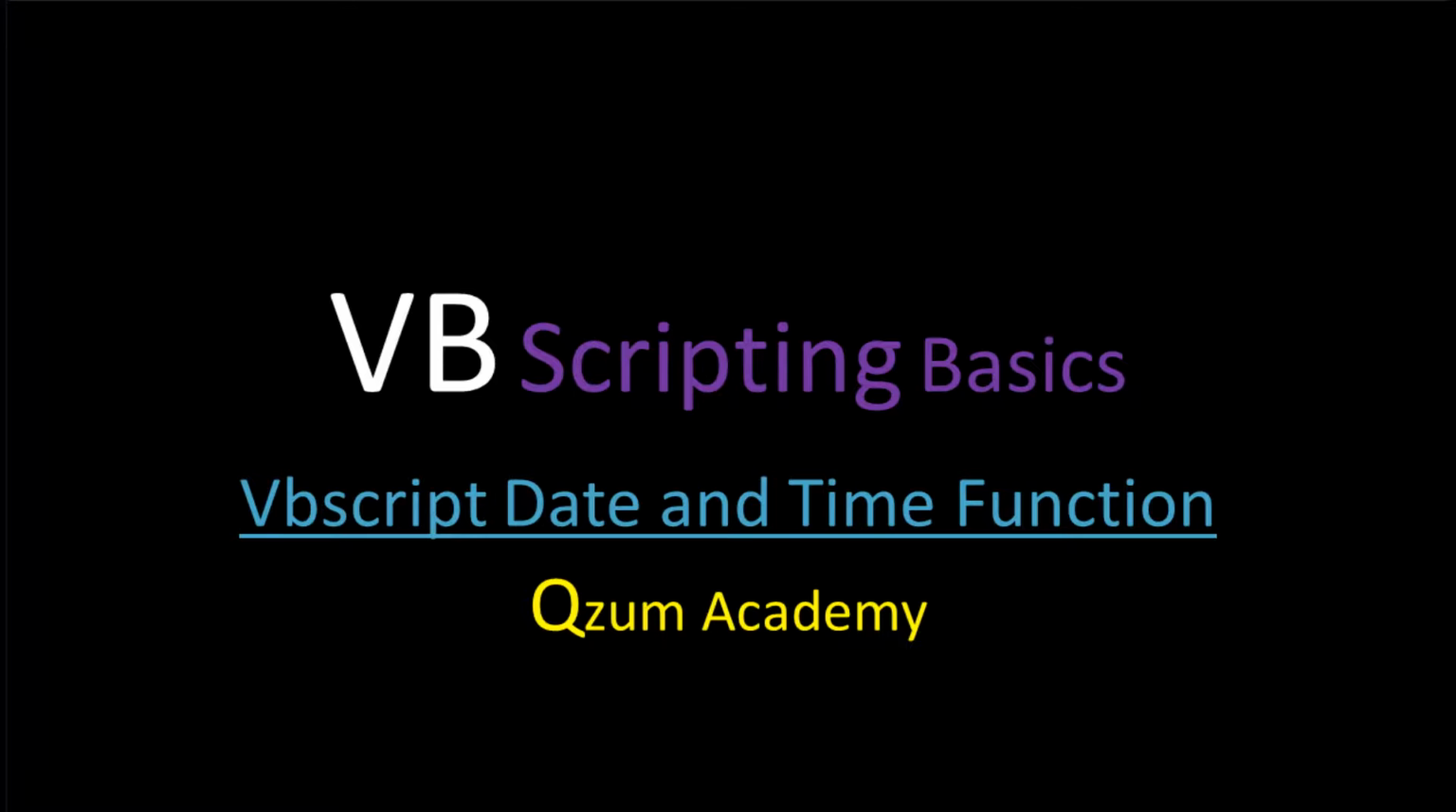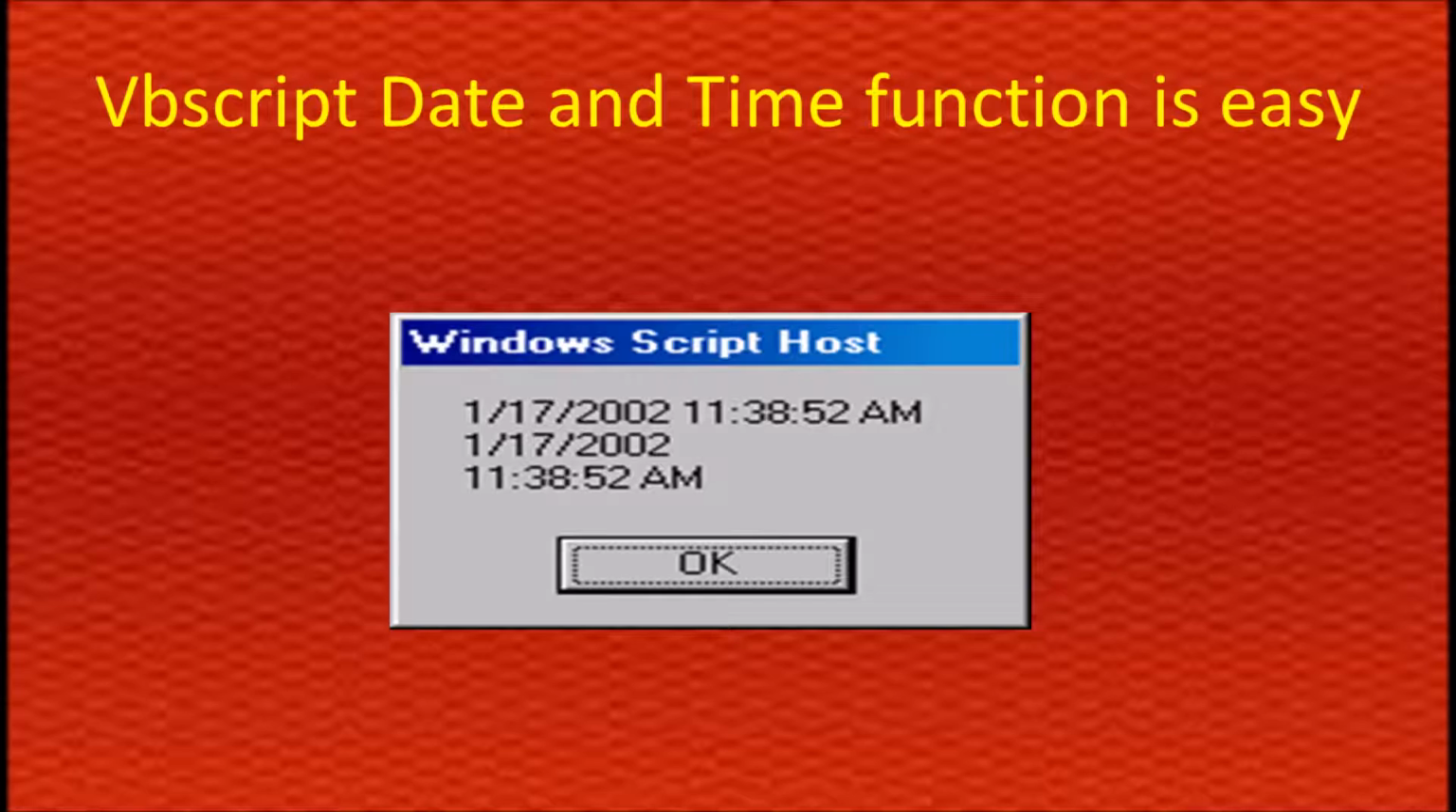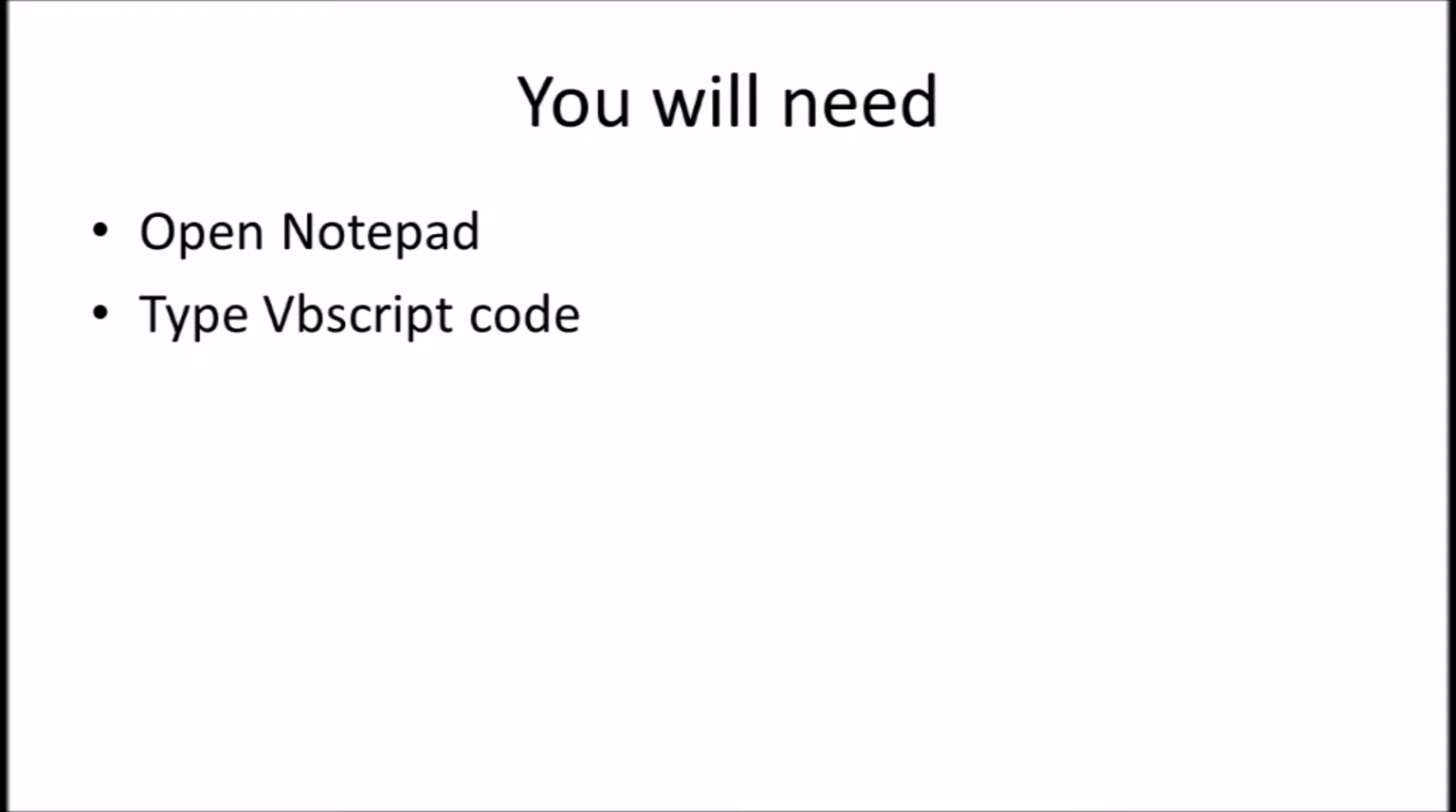Today, I will show you the VBScript date and time function. Coding the VBScript date and time function is easy. Here is what you will need. Open Notepad to write the program. Type or copy the simple VBScript code. Run the program, and then you're done.